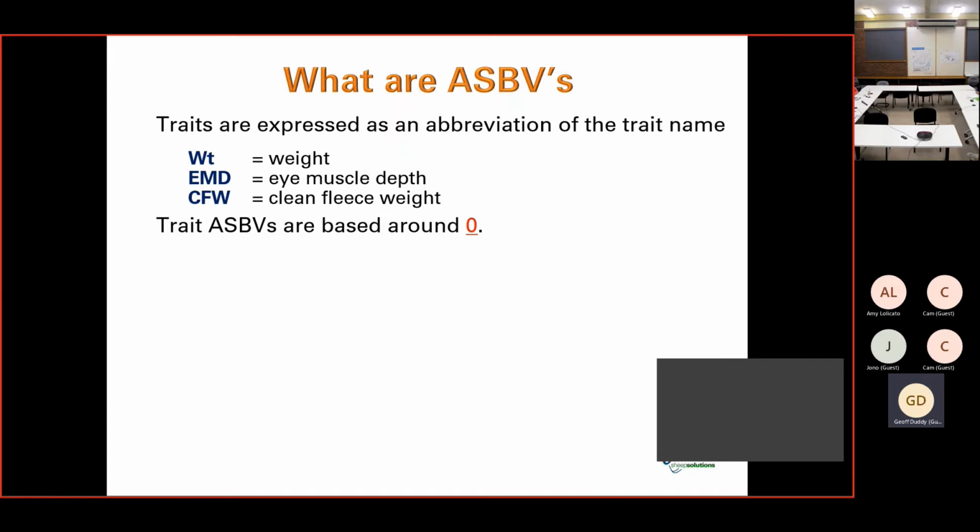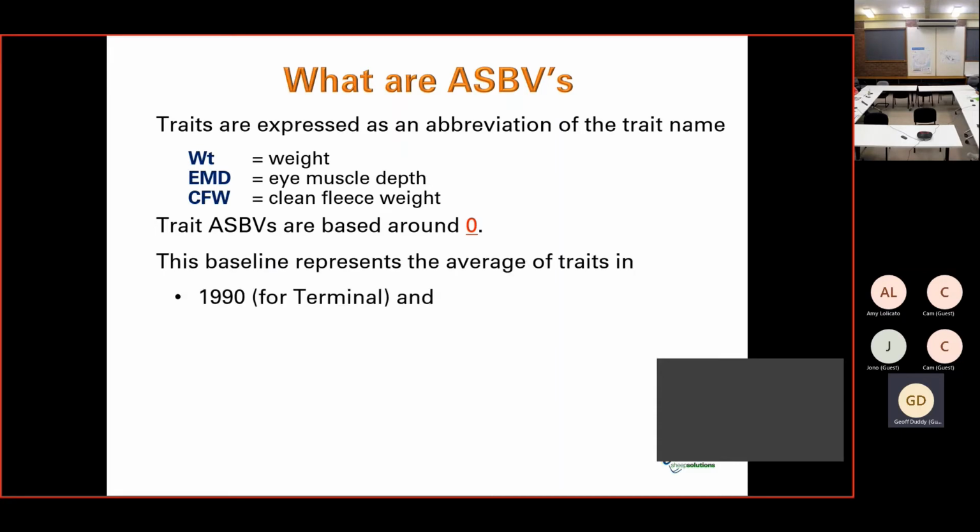I'll take you through a percentile table to show you this in a couple of minutes. But this baseline represents the average of traits back in 1990 for all the terminal sires and the year 2000 for the Merino and Dorper databases. So if we see a 0 on any of these ASBVs, these traits, that basically means that animal, if it's a terminal sire, is the same as it was back in 1990, 30 years ago, and likewise back in the year 2000.